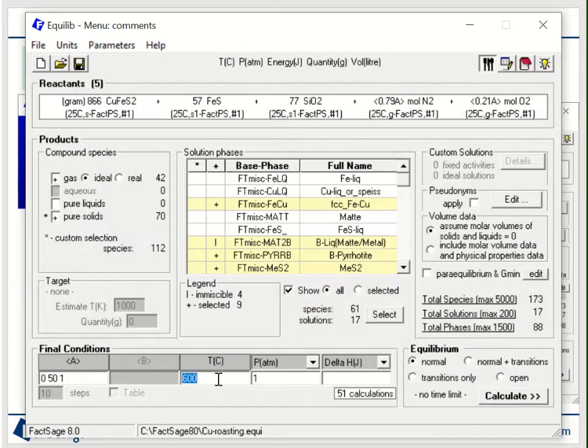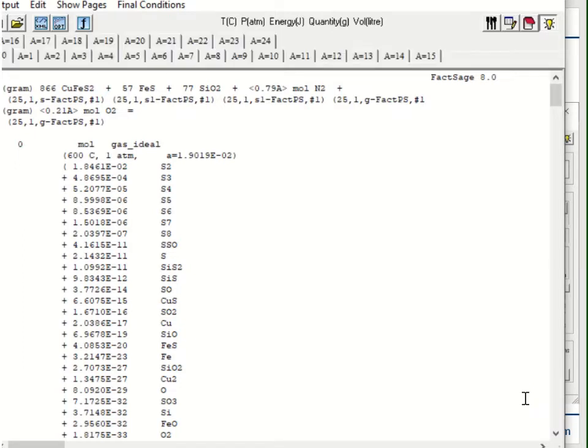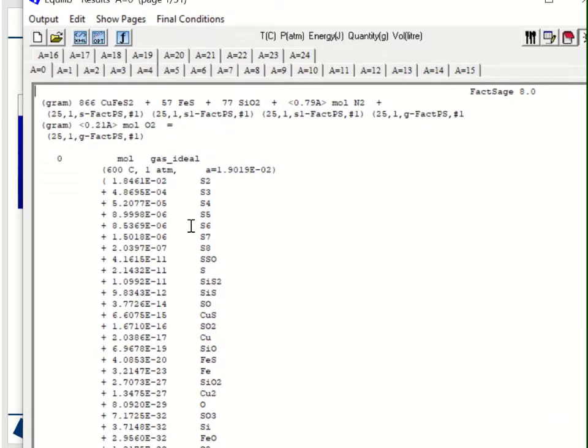And then you set your final temperature and final pressure, and A is the variable in moles. Basically, it's moles of the air. So I'm setting it from 0 to 50 by every 1. Okay, and then calculate. Then you have the result like this.